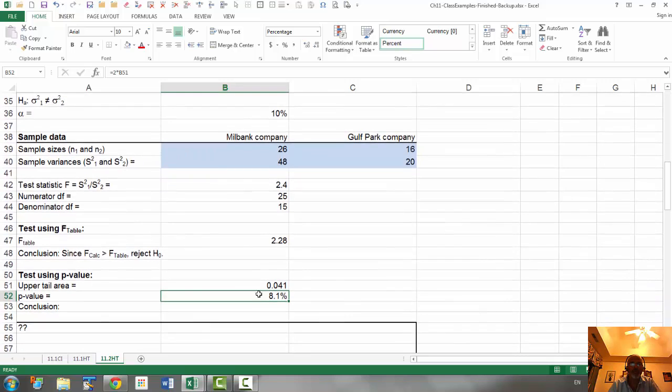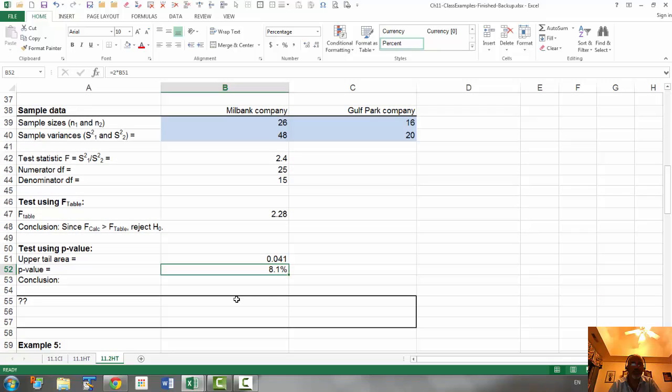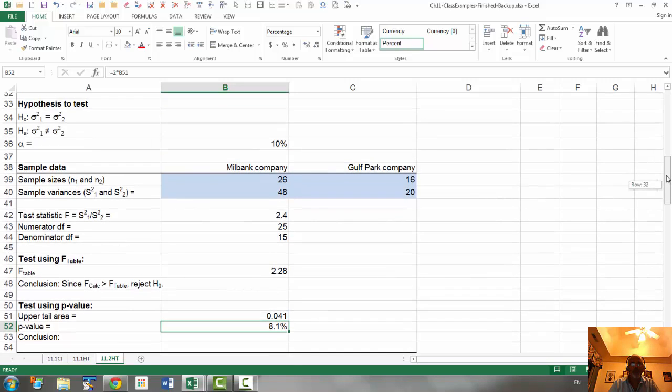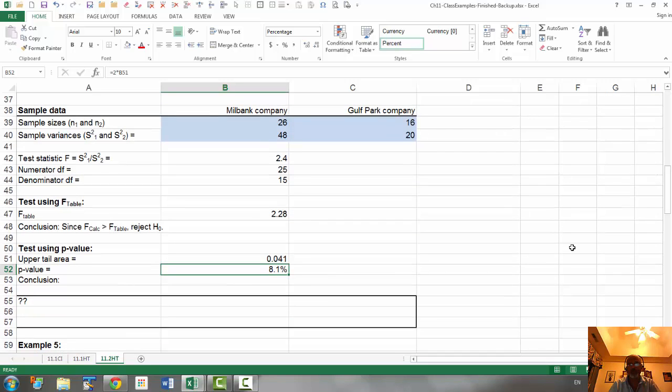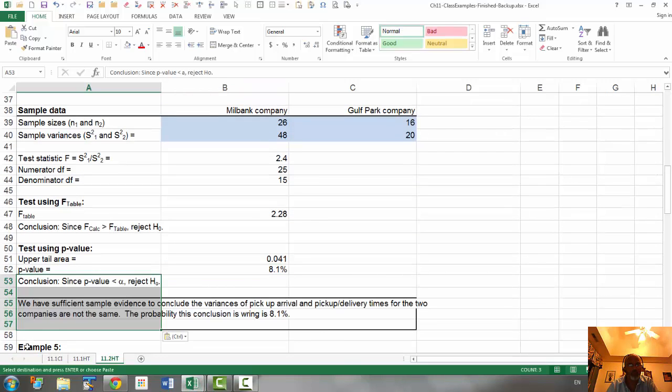And so the interpretation will be that we do have sufficient sample evidence to conclude that the variances are not the same. They are different between the two companies. So the probability that this conclusion is wrong is 8.1%. It's less than 10%.